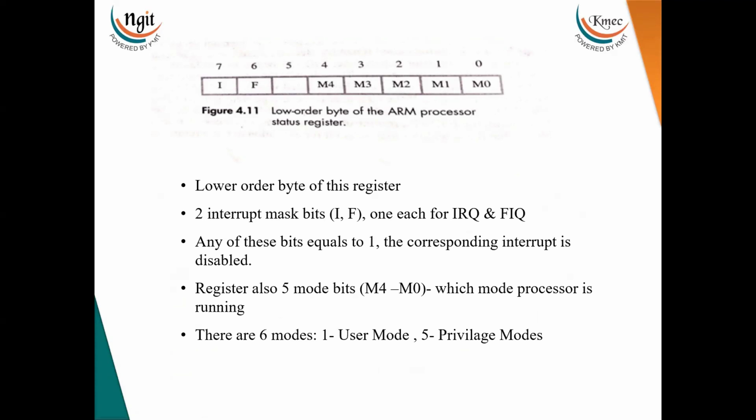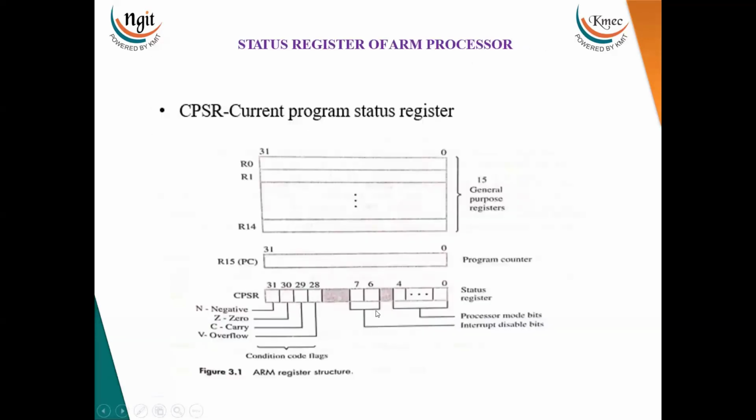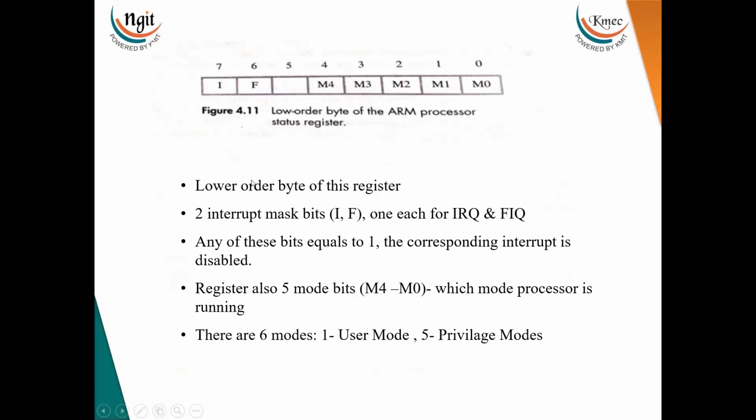Now in this, we are analyzing the interrupt structure. That's why we need only these bits, 0 to 7. Once again, let us analyze those bits. Already we have discussed that bits 0 to 4 indicate the mode in which we are operating. A total of 6 modes are there. Generally, it is in the user mode.